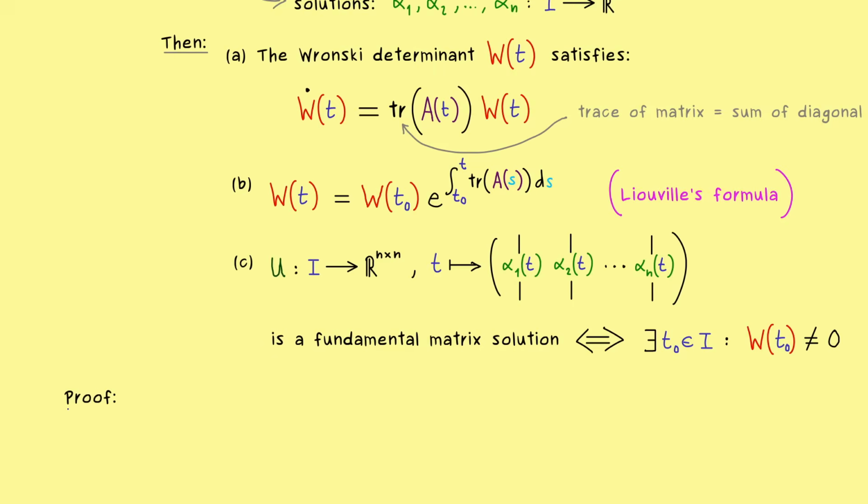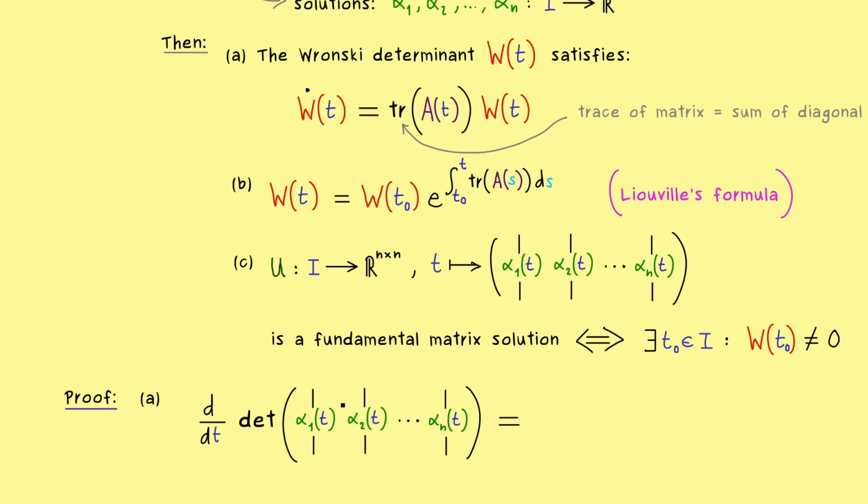And for this one, we actually just have to calculate the derivative of a determinant. Indeed, this is the derivative of W that we have in the ODE of (a). So we just have d/dt of the determinant where the n solutions are in the columns. And there we can just use the fact that the determinant is linear in each column. And therefore this just results in a product formula, a Leibniz rule, where we go with the derivative through all the columns.